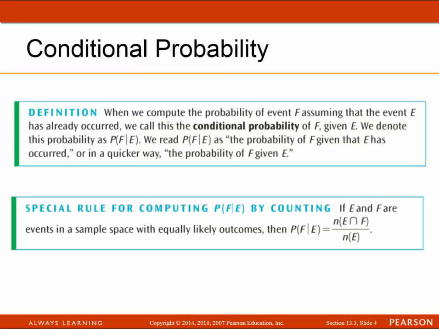Conditional probability, we read it as P of F given E, and essentially we compute the probability of event F assuming that event E has already occurred, and this is what we call conditional probability. Now the rule for computing conditional probability by counting is: if E and F are events in a sample space with equally likely outcomes, then the conditional probability of F given E is equal to N of E and F divided by N of E.